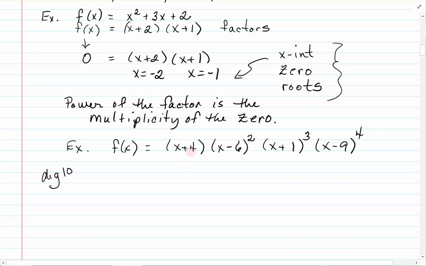So I think you can tell that x equals negative 4 is a zero. X equals positive 6 is a zero. X equals negative 1 is a zero. X equals 9 is a zero. But this new word I've used, multiplicity, has to do with the power of the factor. So for multiplicity, there's an implied exponent of 1 here. The multiplicity here is 2. The multiplicity here is 3. The multiplicity here is 4.